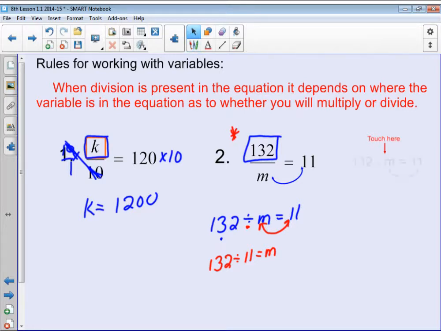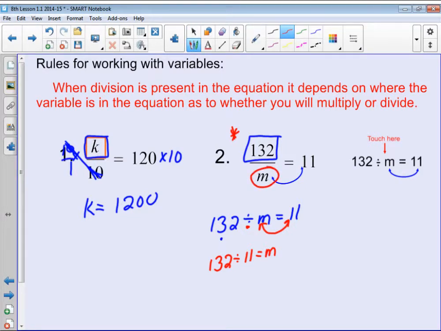And I think I have that over here. I shifted it. I guess I didn't have to write all of that. So that's working with it horizontally. But if you just remember that, hey, when the m's on the bottom, I get to do that flip-flop thing. Now, when I flip-flop it, I keep that same operation. So 132 divided by 11. When I do that, it gives me 12 for m.